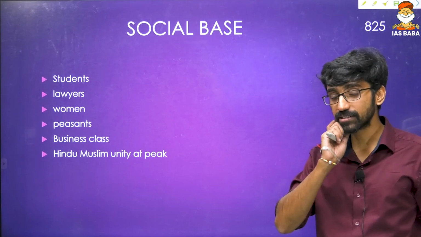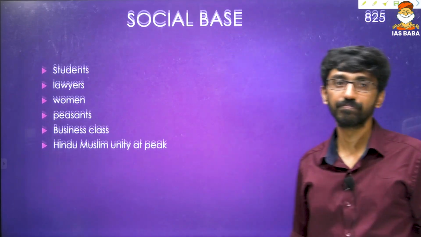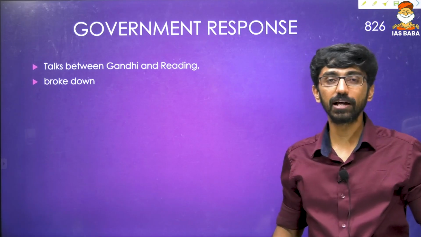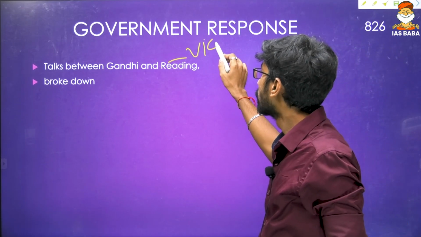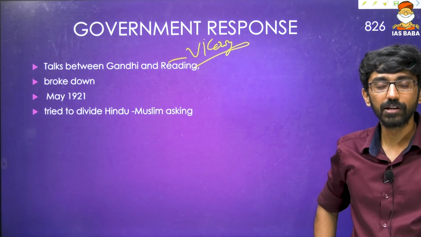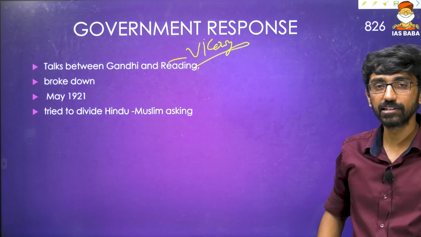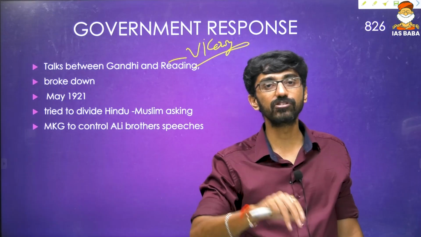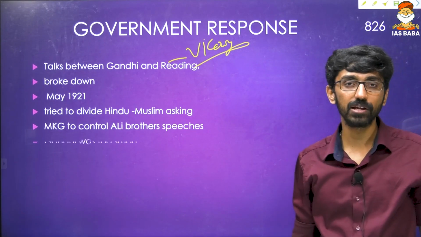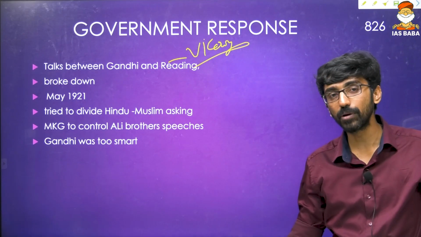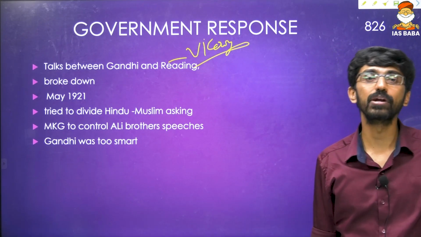After this, because of communalization, that unity started to break down. And in the government response, of course, it tried to have negotiations between Gandhiji and Reading, who was the viceroy. But the negotiation broke down in May 1921, and he tried to divide Hindus and Muslims by asking Gandhiji to control the speeches of the Ali brothers, because we talked about how the Ali brothers were giving speeches using religion, asking Muslim soldiers to resign from the British Indian army. But Gandhiji was too smart to accept this. He understood how the Britishers were trying to come between the leadership, and between the communities.